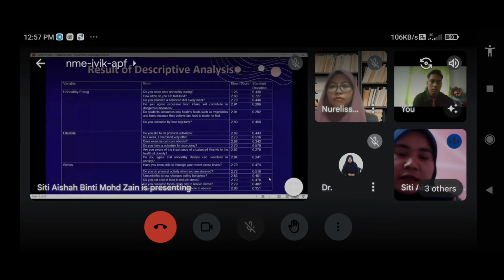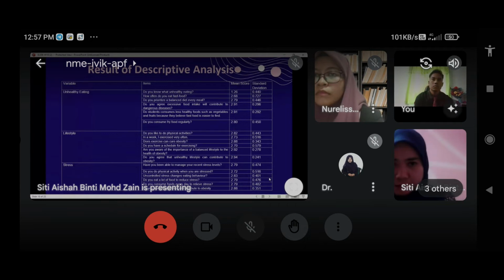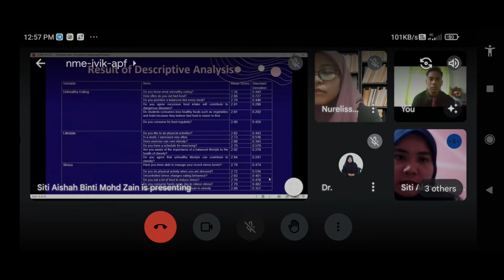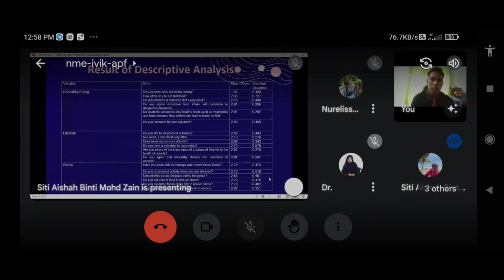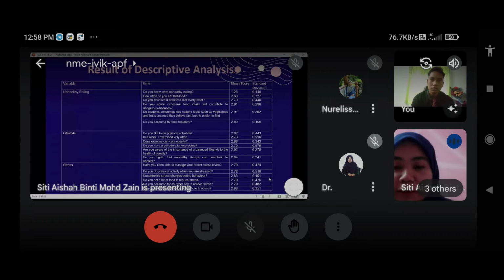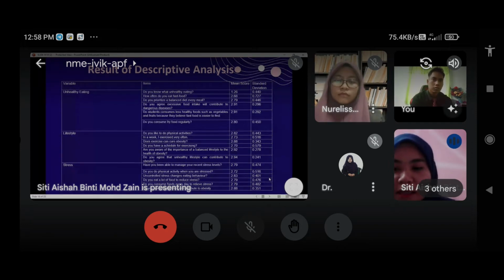Next, result of descriptive analysis. The table shows the mean and standard deviation for the 18 statements under the 3 independent variables in the survey. For the 370 respondents, the mean and standard deviation analysis for the independent variable, which is unhealthy eating.